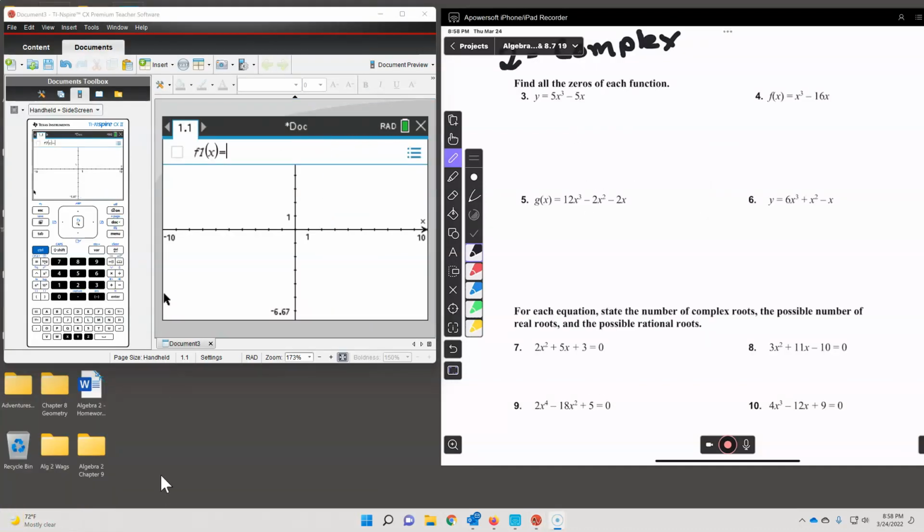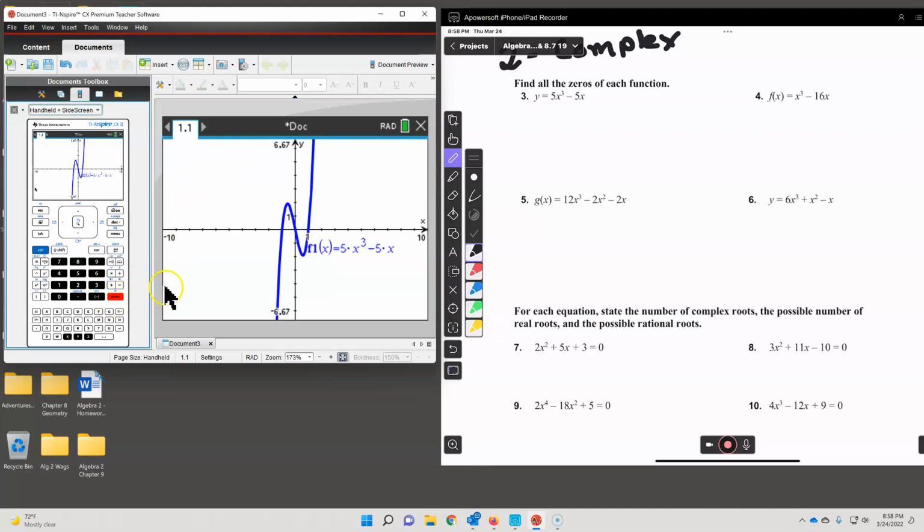For number 3, we're going to find all the zeros of the function, and we're going to do it graphically again. So we have 5x to the 3rd power minus 5x. Go ahead and press enter. And you notice that we have the 3 zeros here. And I'm going to show you how to find those 3 zeros.